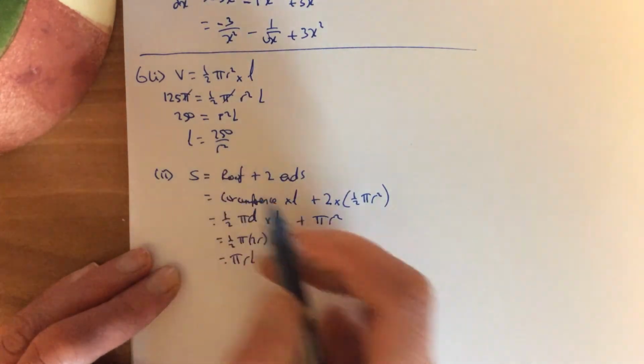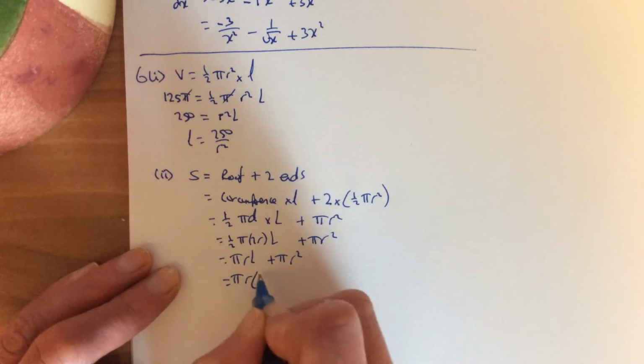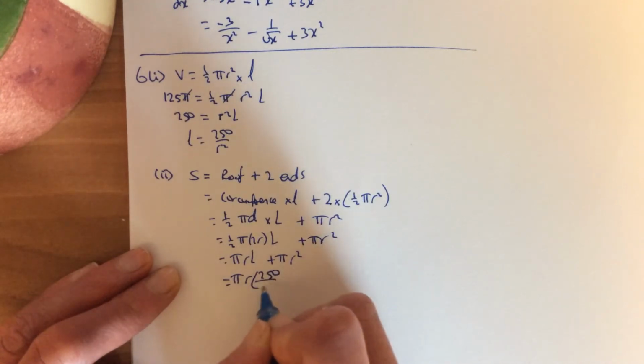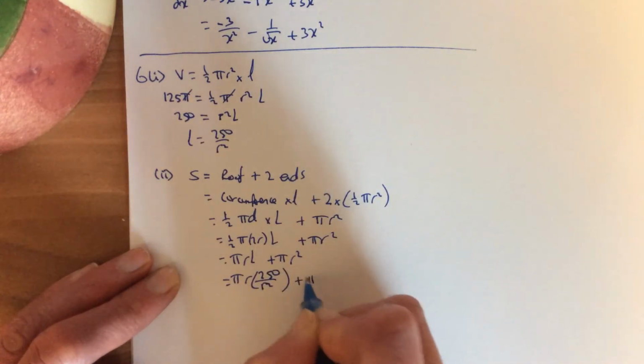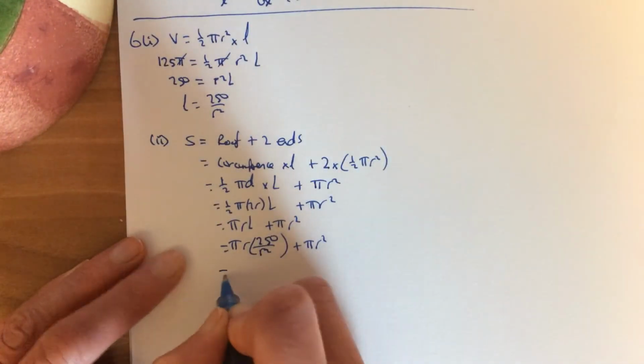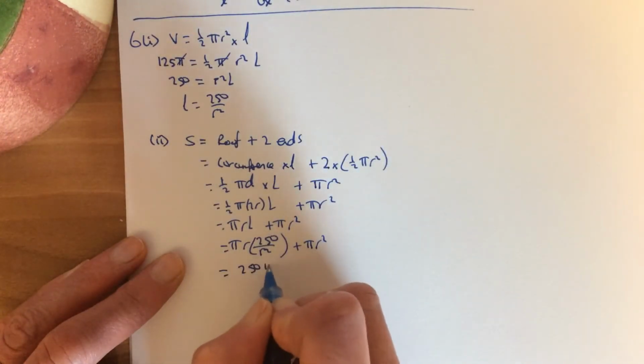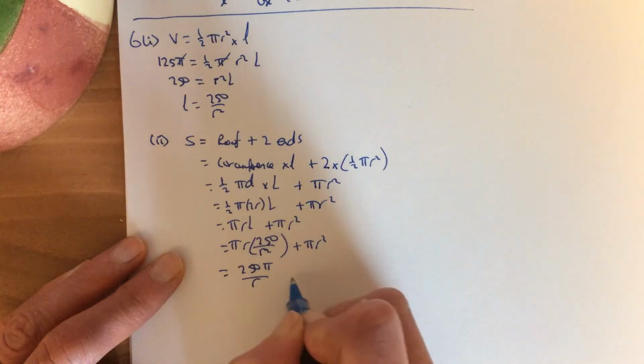You know your L from up here, so it's pi r 250 over r squared plus pi r squared. That cancels to give you 250 pi. R over r squared is an r on the bottom.